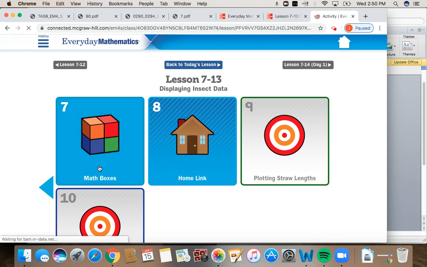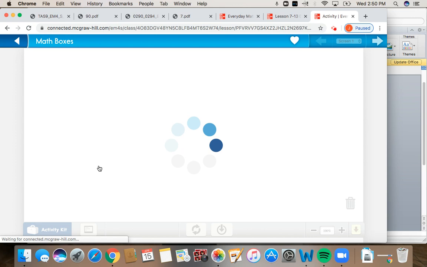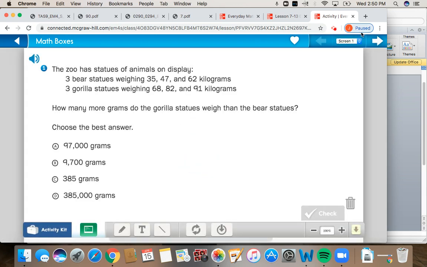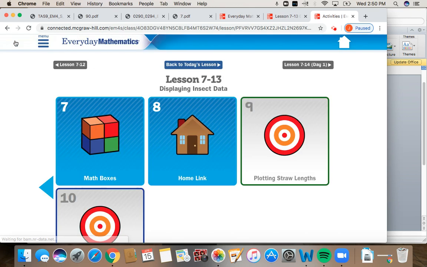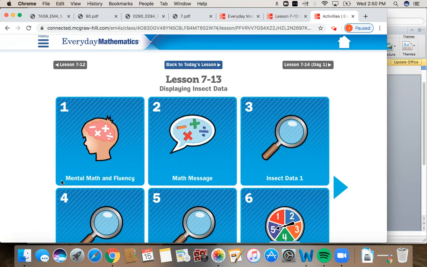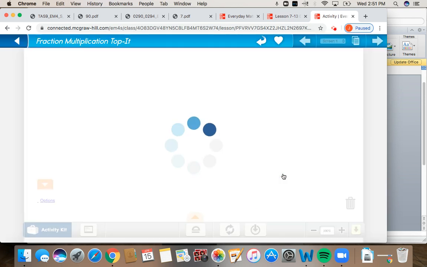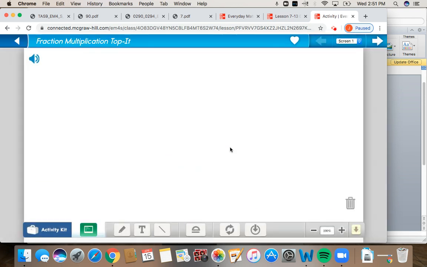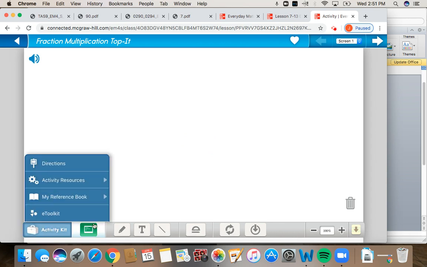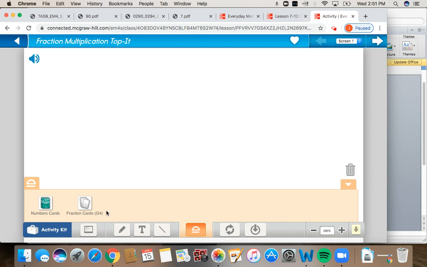And you can also do your math boxes today. Your math boxes, you have 5 screens, so you can go ahead and do those. And you also have the fraction multiplication Top-It game that you can play. You've got the materials in here, you've got the directions in the activity kit, and you have your cards so you can go ahead and play that game today.